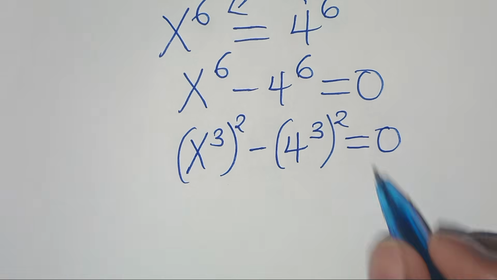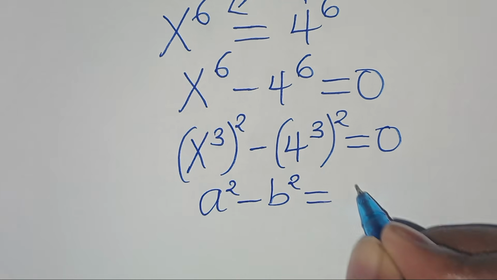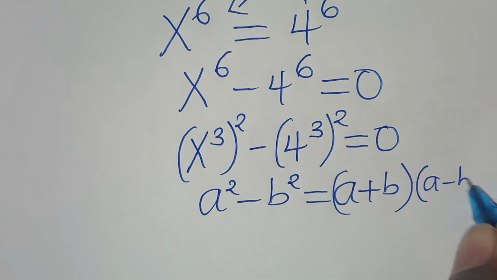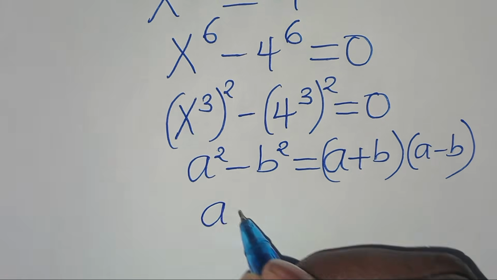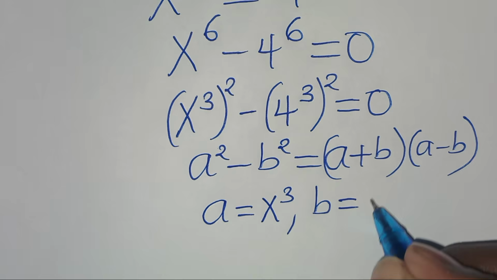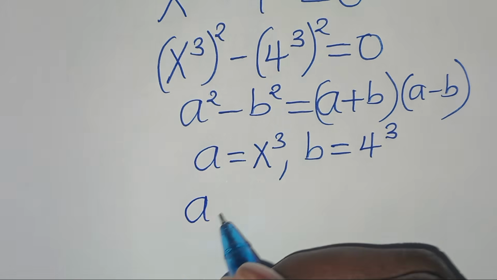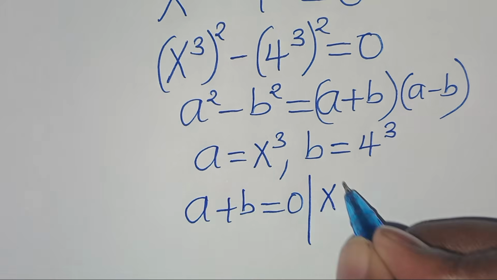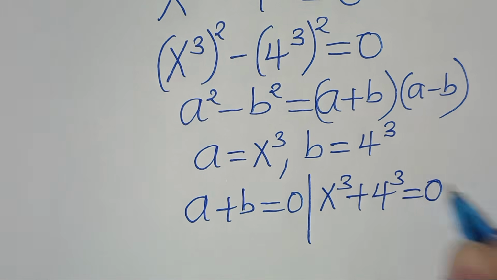This equation here is in the form of a to the power of 2 minus b to the power of 2, which can be expressed as a plus b multiplied by a subtract b. From this equation, we have that a is equal to x to the power of 3, and b is equal to 4 to the power of 3. So we have that a plus b equal to 0. This is the same thing as x to the power of 3 plus 4 to the power of 3, equal to 0.